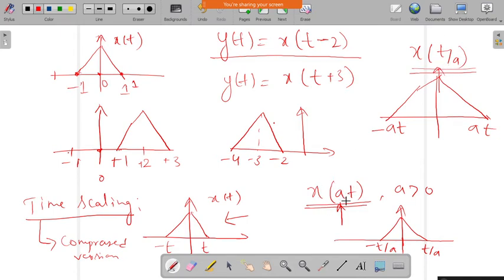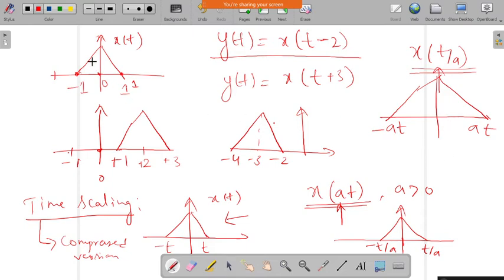So if I write x of at, then in the signal you have to divide that time scale by a, and in a similar way, if x of t by a is given, then you have to multiply that value of a to the time scale. Then this will give the expanded version and the other will give the compressed version. Okay, so this is the time scaling.